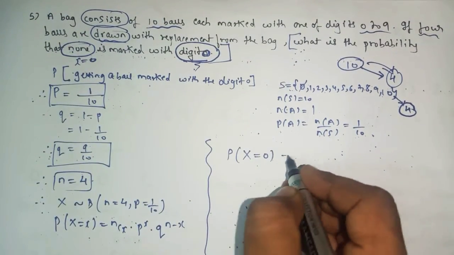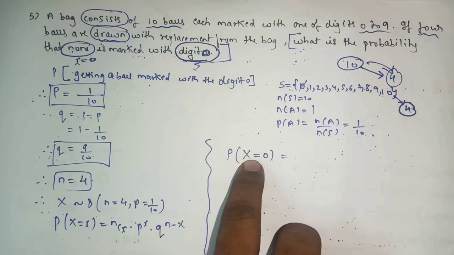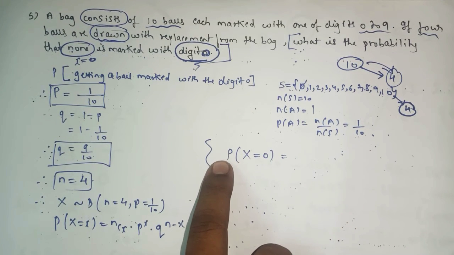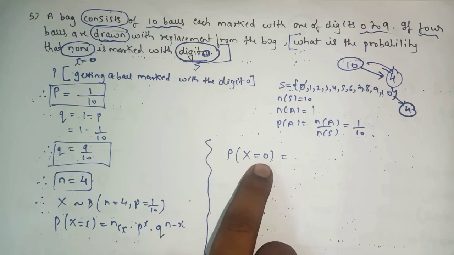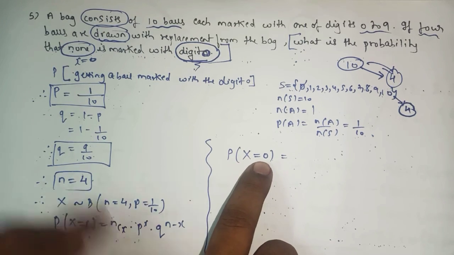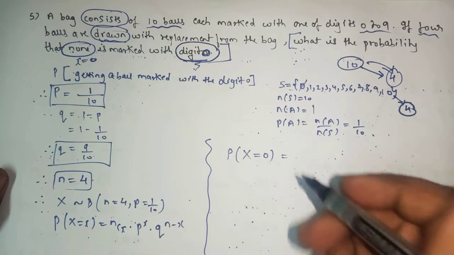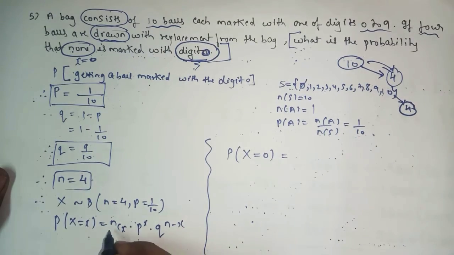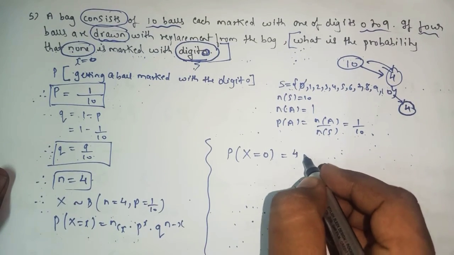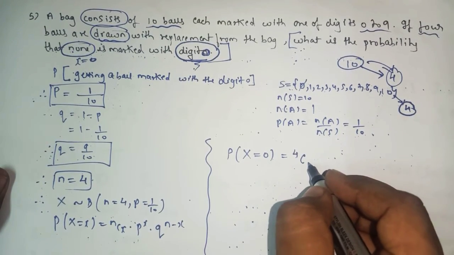It is a value of 0. For that we have to find the probability that none is marked with digit 0. So none means what? 0. Remember this. So apply the formula. So here n is what? 4.